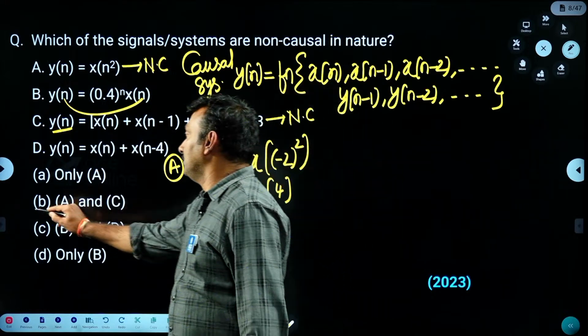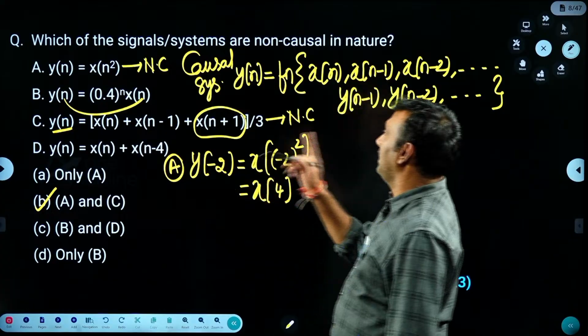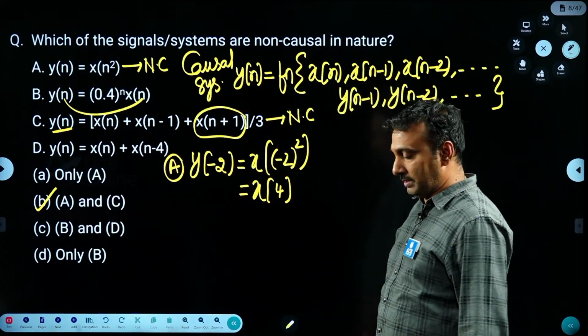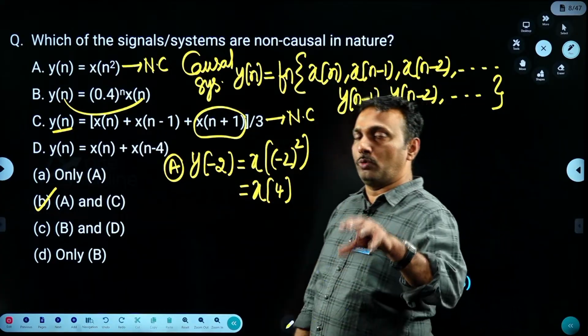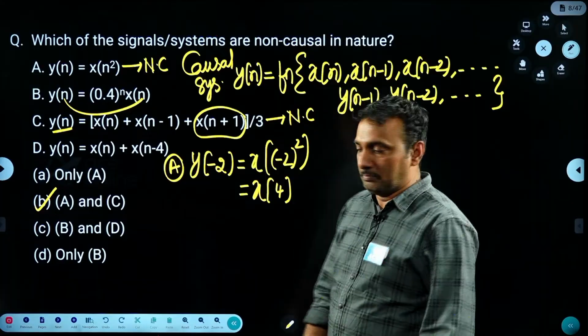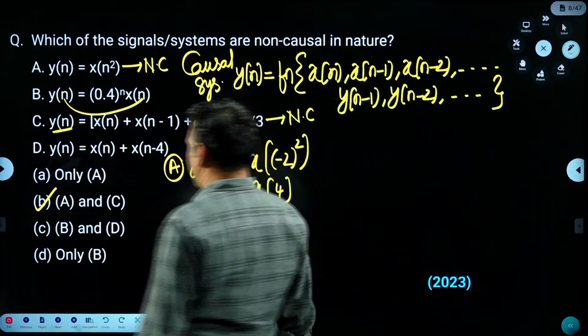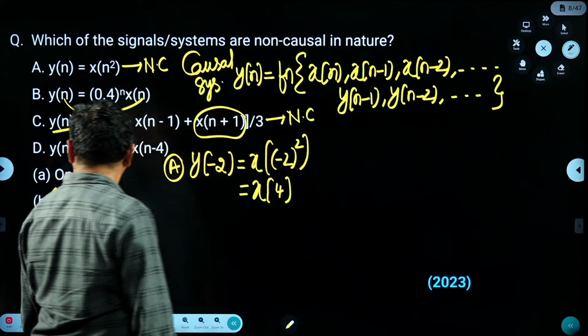So which are non-causal in nature? A and C, they are non-causal in nature. Non-causal means present output depending on future values of the input.